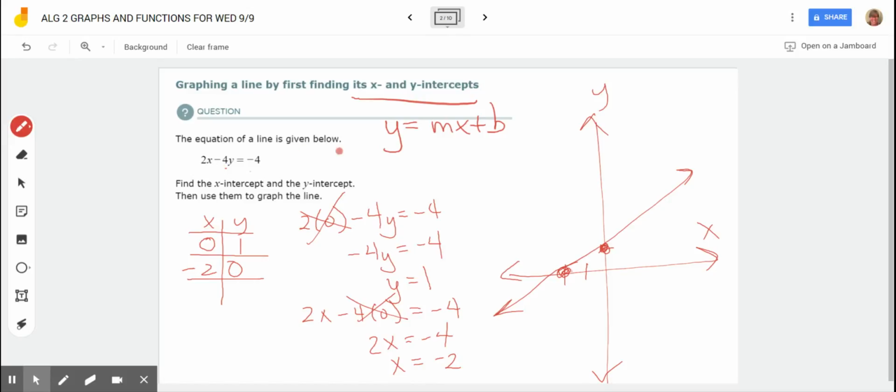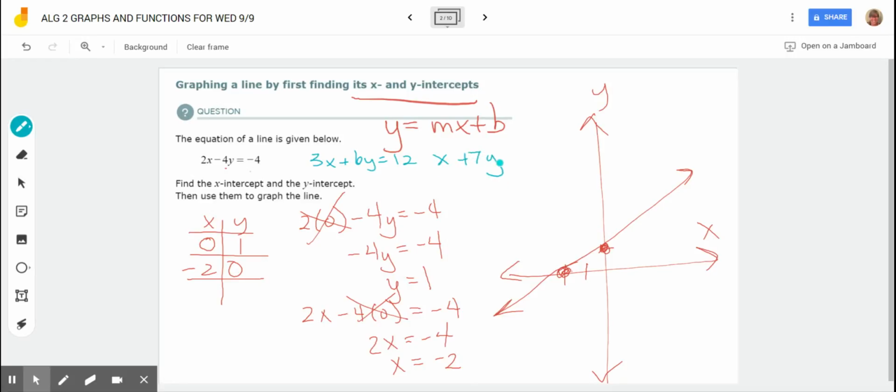For example, if you're given something like 3x plus 6y equals 12, do you see how 3 and 6 are actually factors of 12? This is a great one to do by intercepts. Really nice.